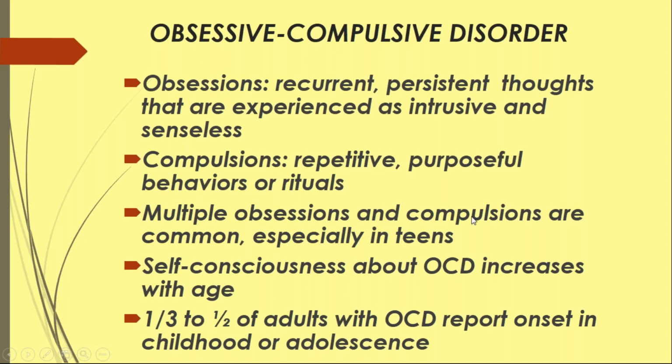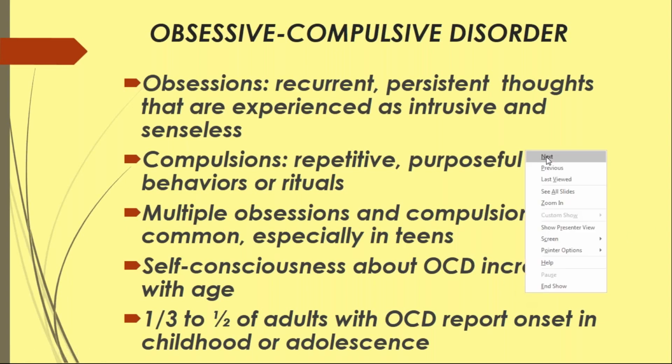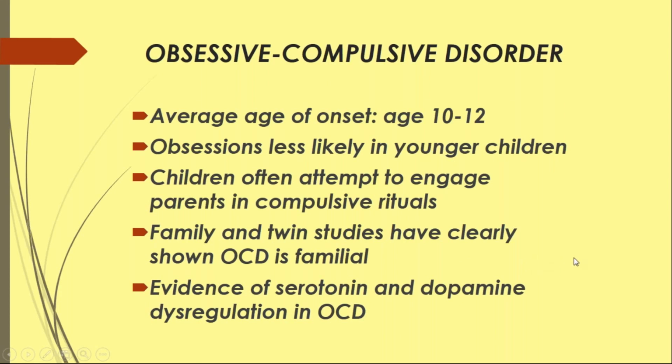Most adults who have OCD will report they had an onset as a younger child. The average age of onset is just prior to adolescence. Obsessions are less likely in younger children. Children will often try to get parents to engage in their compulsive rituals. For example, if the child's reading a book and they make a mistake, or the parent's reading a book and makes a mistake, they want to go back and start over. We know that OCD is familial, and that there's dysregulation in the serotonin and the dopamine.